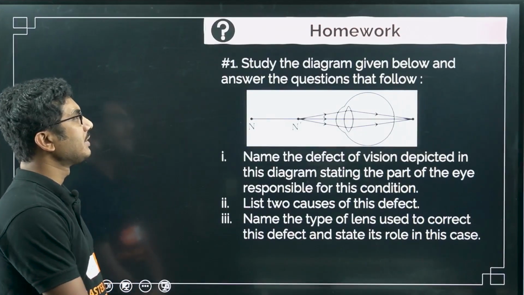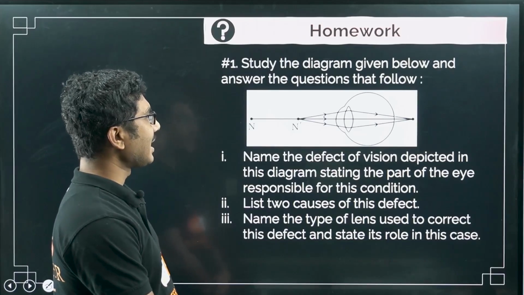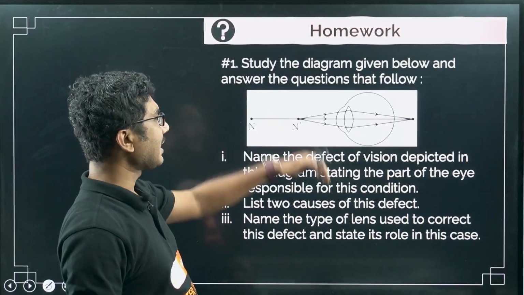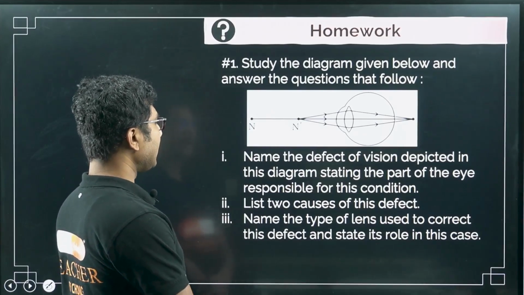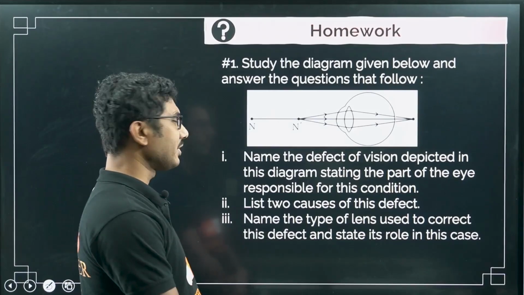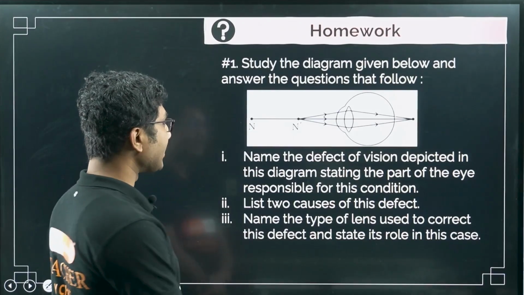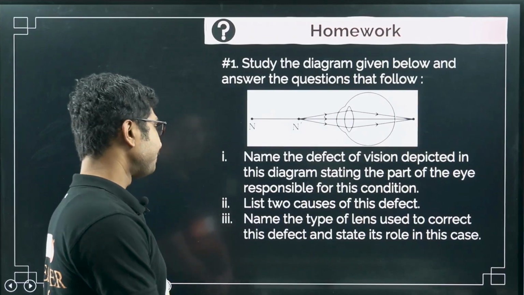Okay, now let's take two homeworks. First homework is this: study the diagram given below and answer the questions that follow. Okay, so this is the diagram, and what are the questions? Name the defect of vision depicted in this diagram, stating the part of the eye which is responsible for this condition. List two causes of this defect.